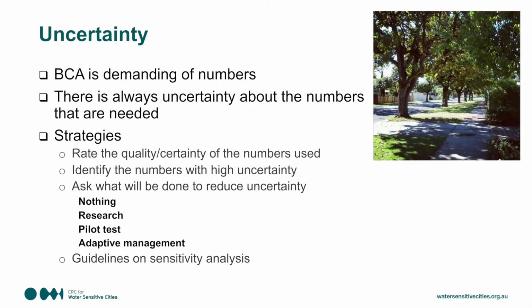So we ask our users to rate the quality of the data that's been used, identify particular numbers about which they're particularly uncertain, and ask what they'll be doing about it. So just ask them, what will you do about the uncertainty? And the answer could be nothing, fair enough, but maybe you'll do some further research, maybe you can do a pilot test of the project before you implement it in full, maybe you could do some adaptive management. So we'll be providing some guidelines about different ways of handling uncertainty in a serious-minded way.